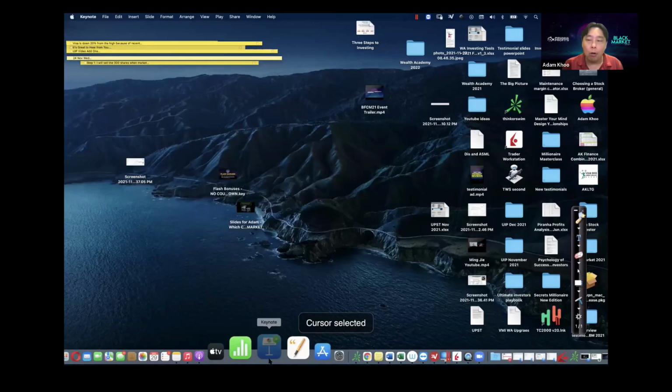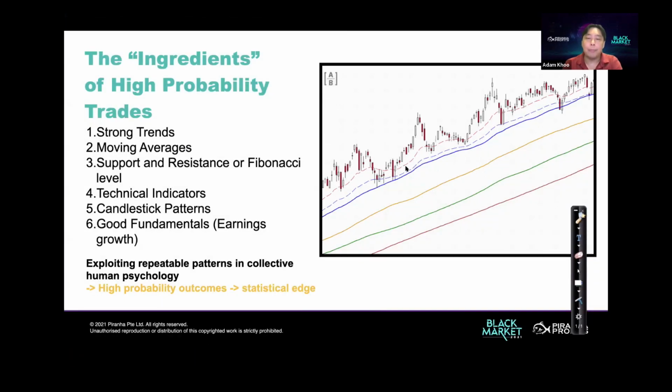Now, do you think that all stocks are in a strong uptrend? Yes or no? No. In fact, I can tell you that at any point of time, probably only 5% of stocks are in a strong trend. The rest of the stocks are choppy. There's no clear trend. So for example, look at this one.